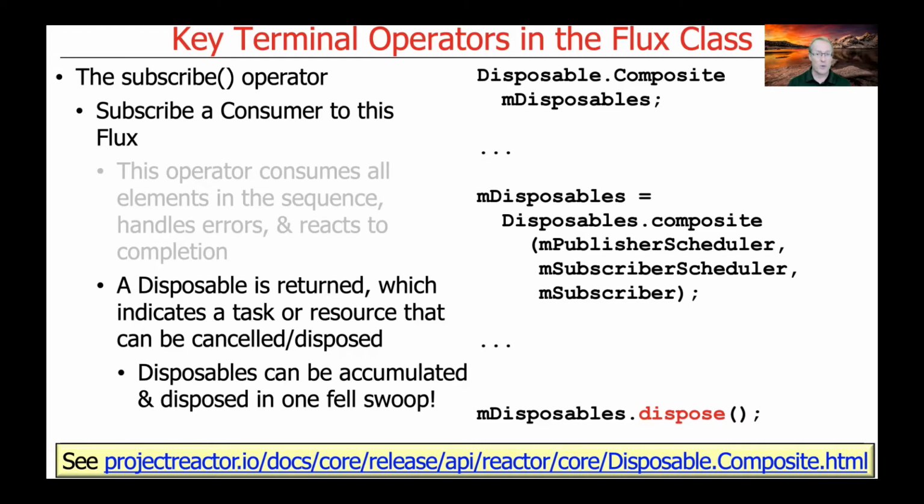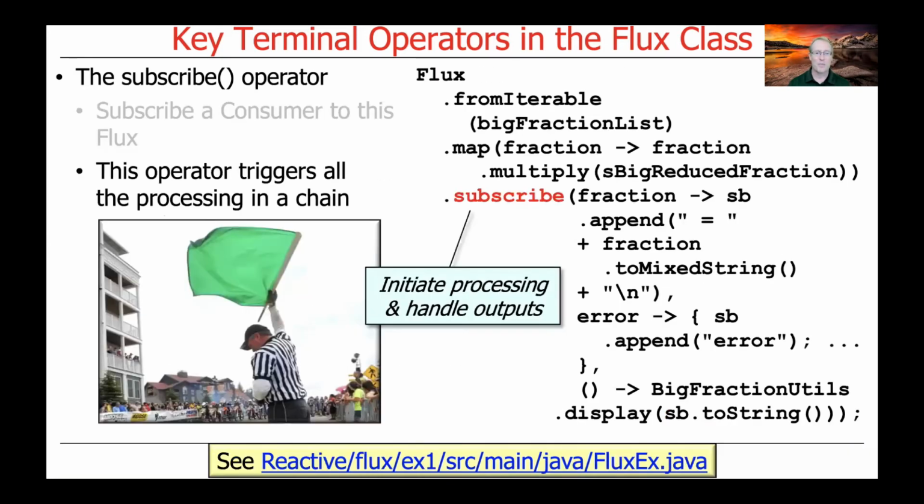So here's an example where we go ahead and create a field of type disposable composite. Then we do some stuff. Then we go ahead and initialize that field to call Disposables.composite, which is a factory method that takes a varargs number of handles or reference objects. In this case, we pass in a publisher scheduler, a subscriber scheduler, and a subscriber. And those things are then used for various purposes. Then we do some more processing. And when we're all done and we want to get rid of all these various handles or reference objects, we go ahead and call the dispose method on mDisposables, and it gets rid of them all in one fell swoop.